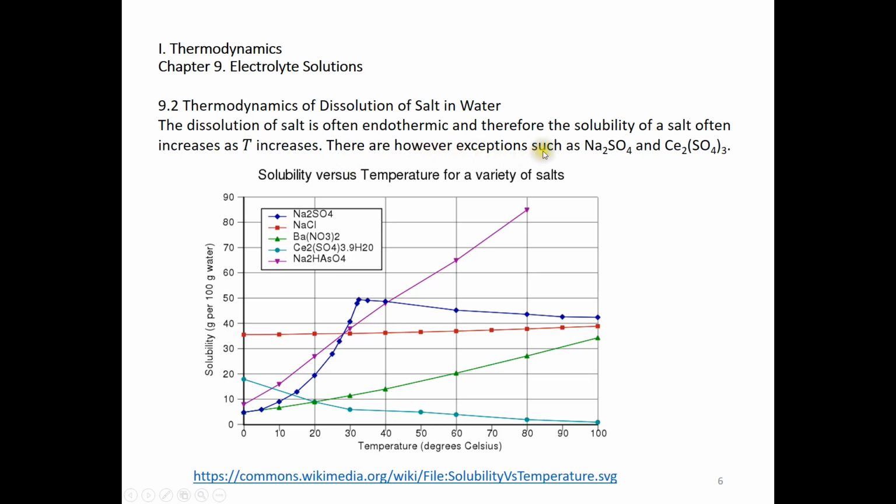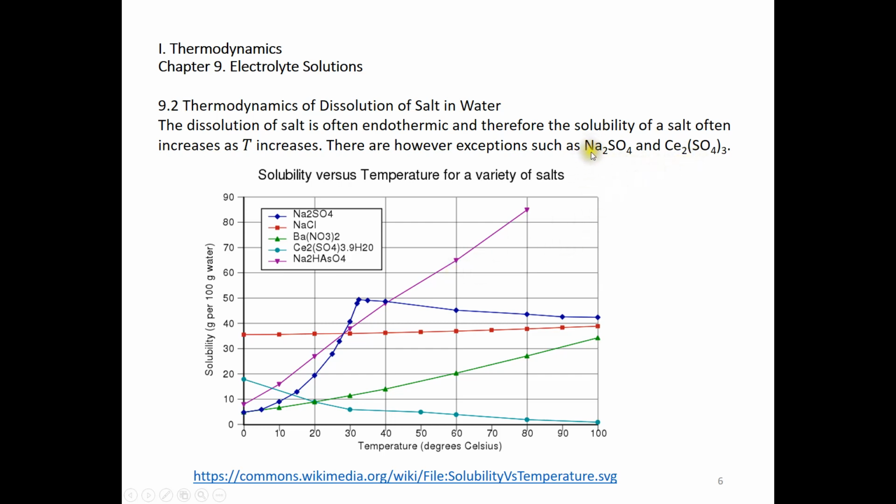There are some exceptions. Mostly you can see this is sodium chloride. Its solubility increases as the temperature increases. And over here you can see there's another salt and another one. They usually have a higher solubility at a higher temperature. But in this same graph, there are 2 exceptions. One is sodium sulfate. The other one is cerium sulfate.